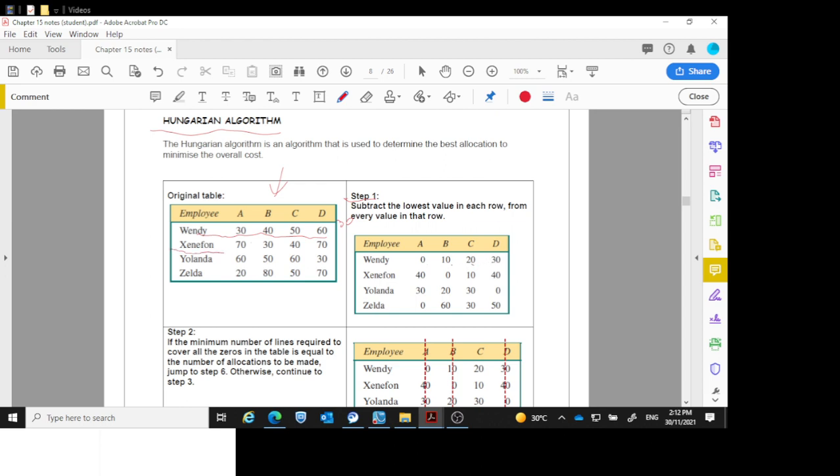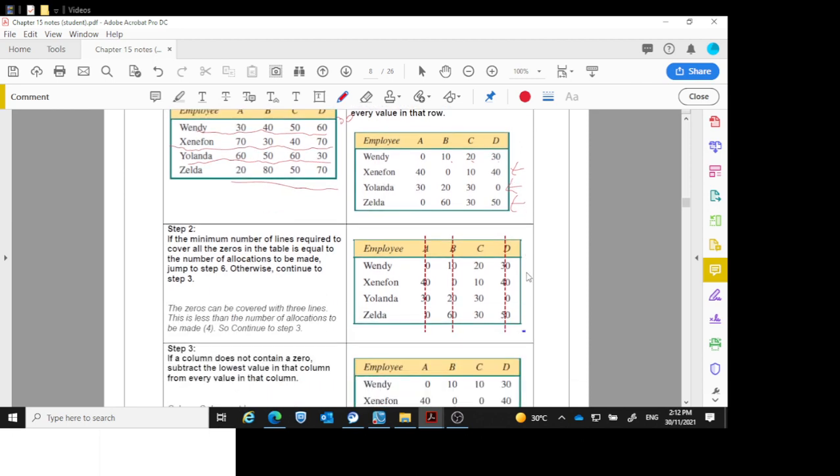For Xenophon, the lowest value is 30. So I subtract 30 from all those, and I get 40, 0, 10, 40. For Yolanda, the lowest value is 30. Subtract 30 from all the numbers, I get that. And Zelda's lowest value is 20. Subtract 20, I get that.